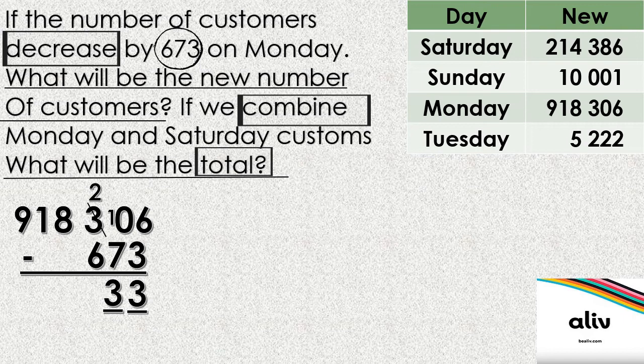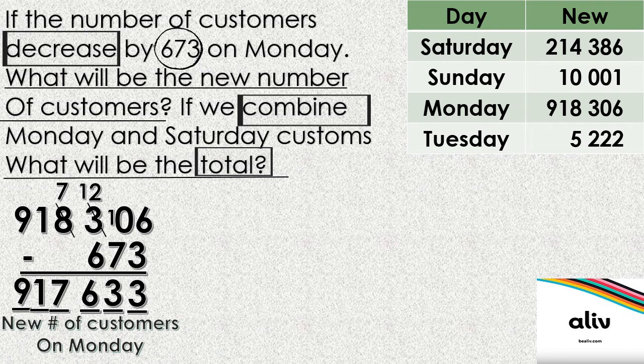600s from 200s cannot work, so we go to our thousands place. Rename our 8,000 as 7,000. Go back to our hundreds place. Now we have 1200s. 600s from 1200s leaves 600s. Bring down your 7,000. Bring down your 10,000. Bring down your 900,000. The new number of customers on Monday is 917,633.